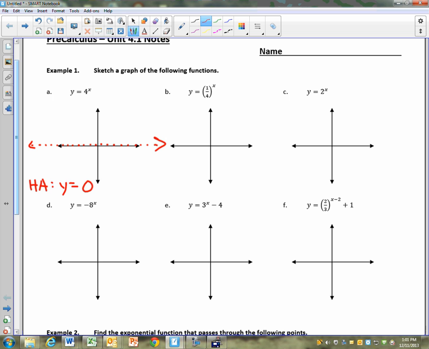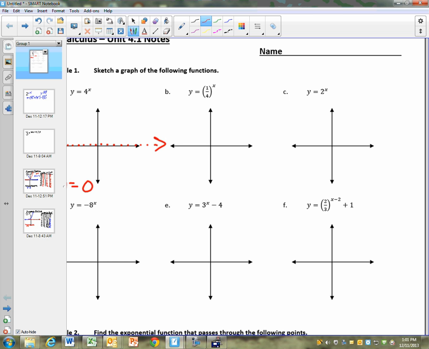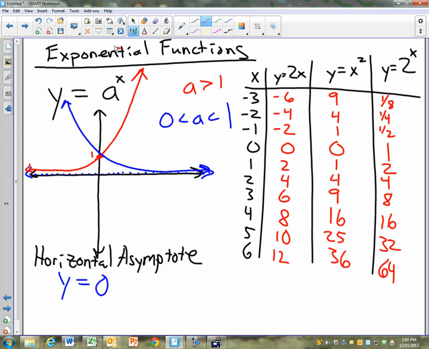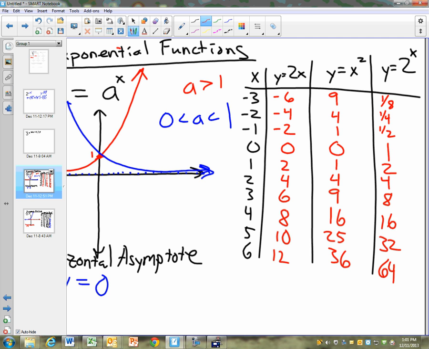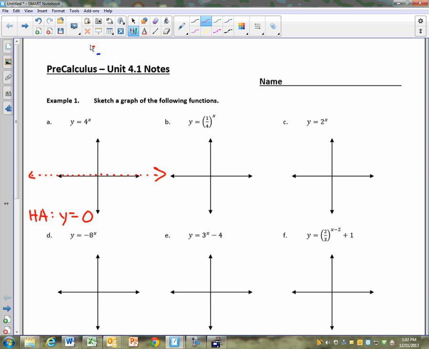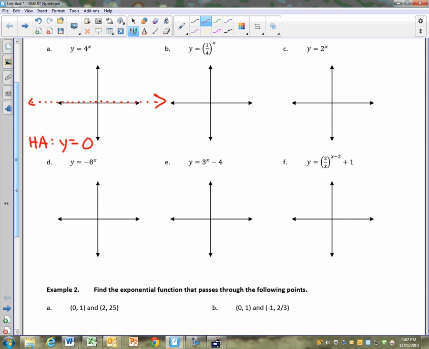Question. So if you look at your table values, this is kind of how we figured that out. As we have negative values like -1, -2, -3, you can see the output values, 1/2, 1/4, 1/8, they're becoming very, very small. The next will be 1/16, then 1/32. They're getting really close to a value of 0. They will never actually touch 0, but they'll get really close. And that's why we have the 0. So we've got a horizontal asymptote at y equals 0.